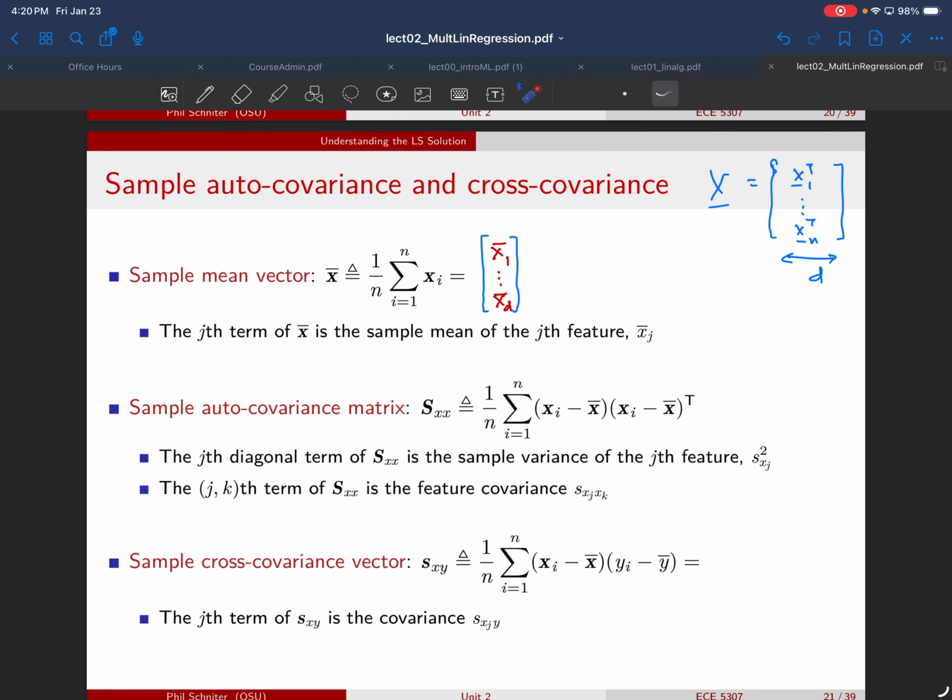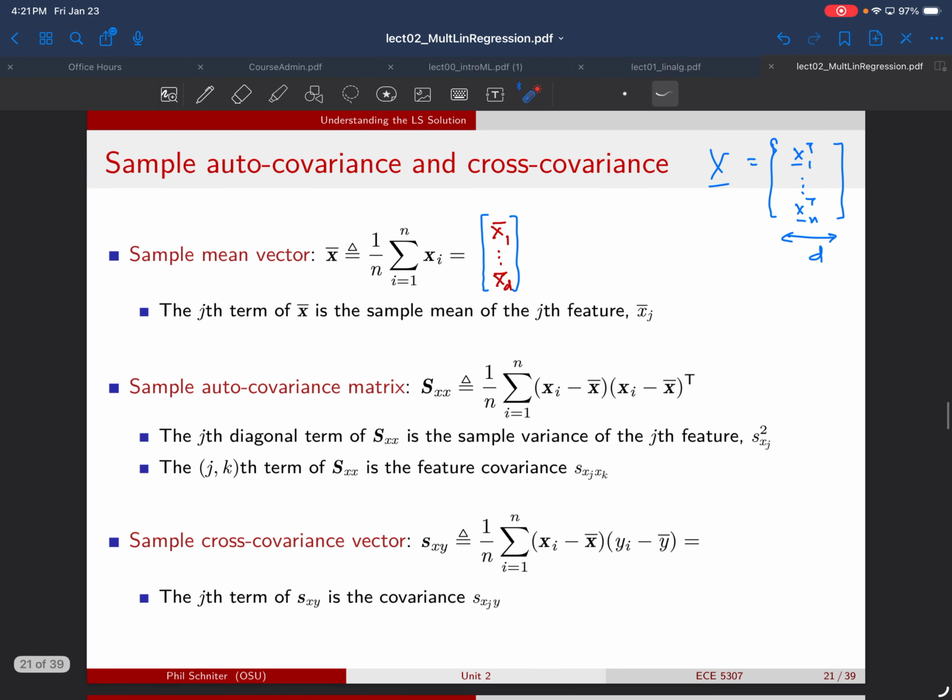So my point is when you look inside this vector average, you find the scalar averages that we defined on the previous page. The jth term of the X bar vector is the sample mean of the jth feature, which we call X bar j, no bold. Okay, is that pretty clear?